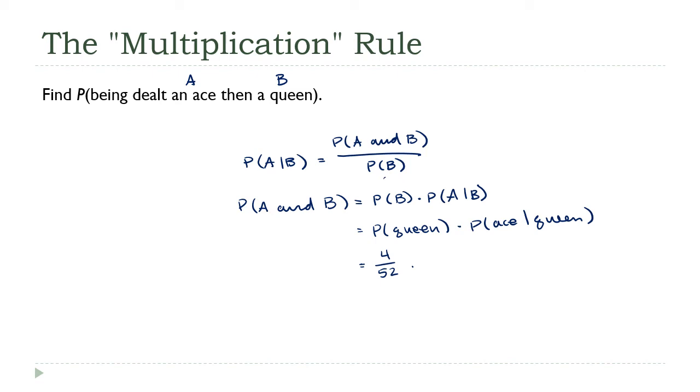Well, if we drew a queen, there's still 4 aces in the deck, right? So this is still going to be 4. And here's where it's going to change. There are now only 51 cards, because that first card is gone. It reduced the number of cards in the deck. My calculator tells me this is 0.006. There you go. There's the result. This is how we do an and probability when the events are not independent.